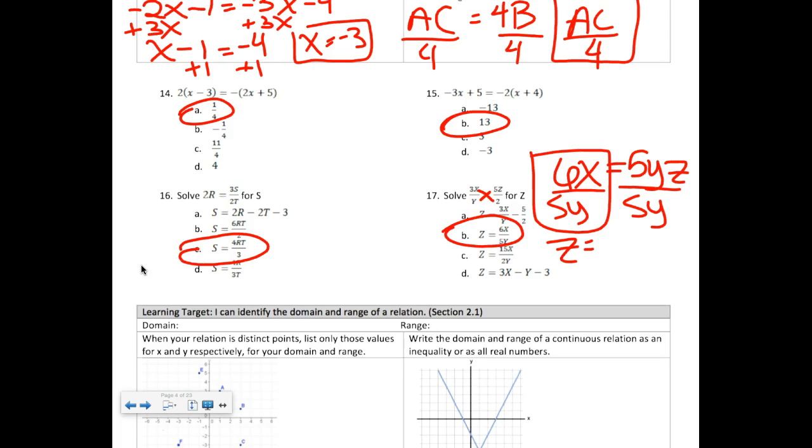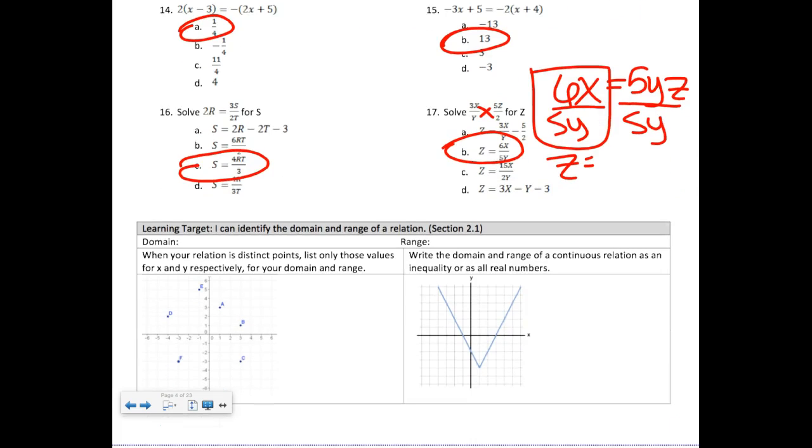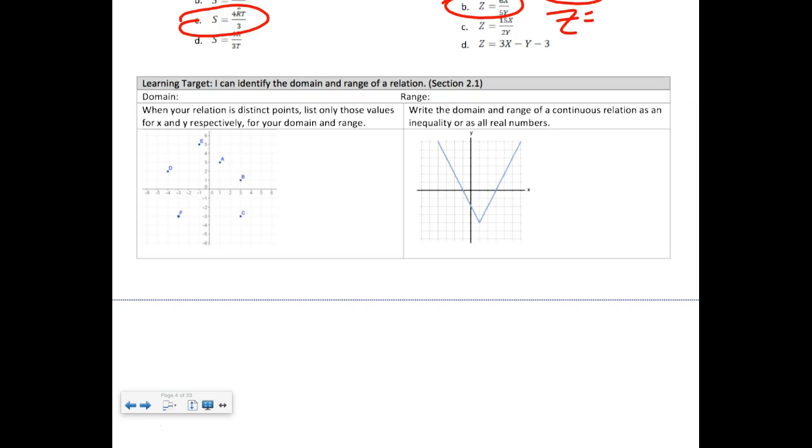Okay, questions on solving? Okay. All right, we are going to jump into chapter 2. We're not going to get done with chapter 2 because there's just too much stuff. I want to get a little bit farther so there's less to do tomorrow and next week.